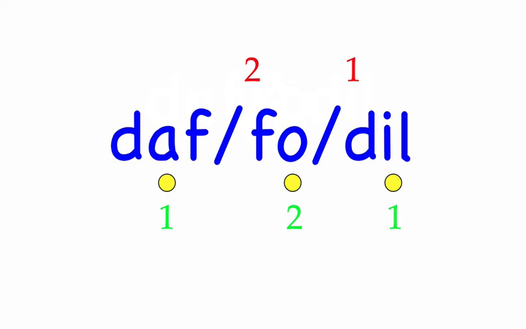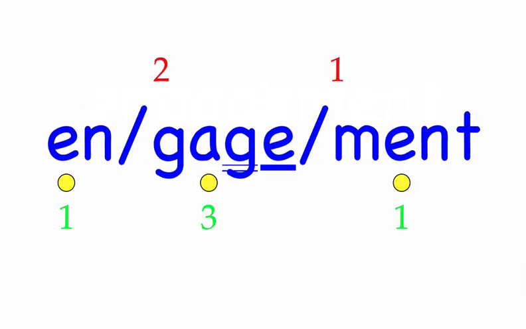Engagement. They announced their engagement. En, 2 sounds: e, n. Gage, 3 sounds: g, a, j. Ment, 4 sounds: m, e, n, t. Engagement. Mark the word.